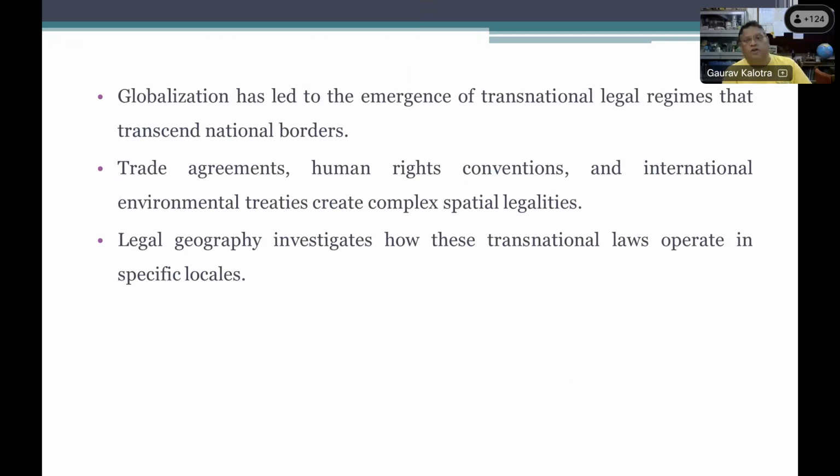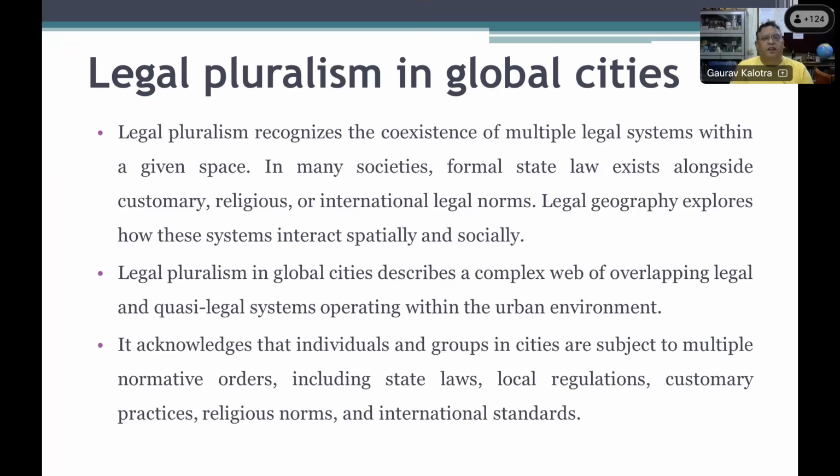Then globalization has led to the emergence of transnational legal regimes that transcend national borders. Trade agreements, human rights conventions, and international environmental treaties create complex spatial legalities. Legal geography investigates how these transnational laws operate in specific locales. Then legal pluralism in global cities. Legal pluralism recognizes the coexistence of multiple legal systems within a given space. In many societies, formal state law exists alongside customary, religious, or international legal norms. Legal geography explores how these systems interact spatially and socially.